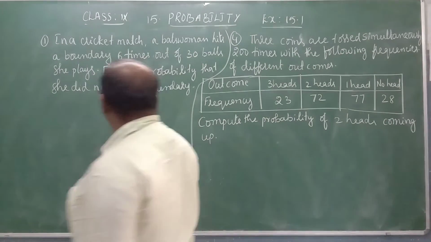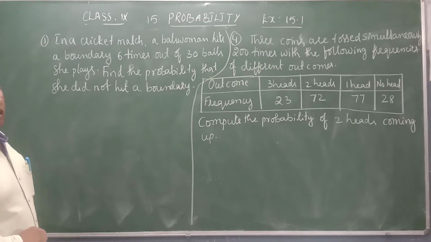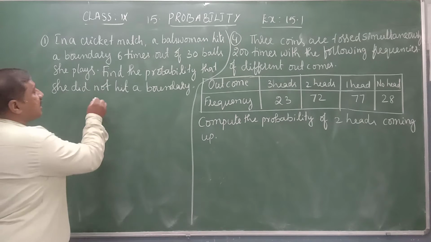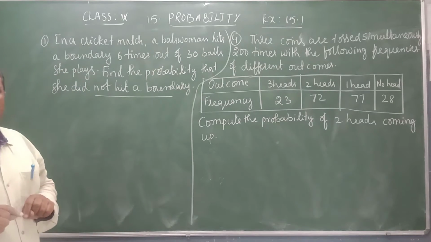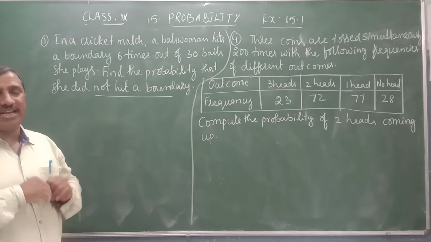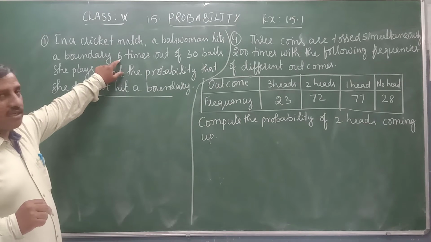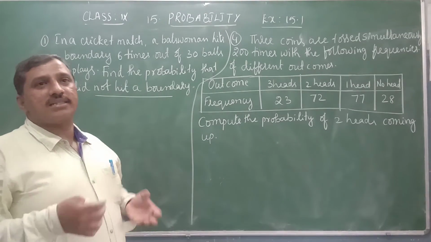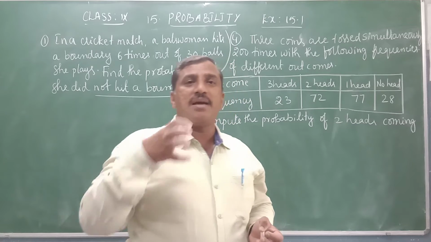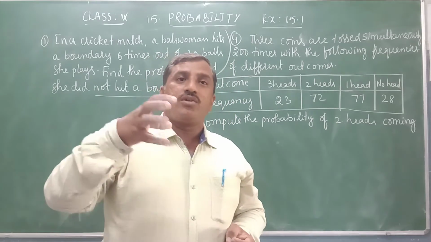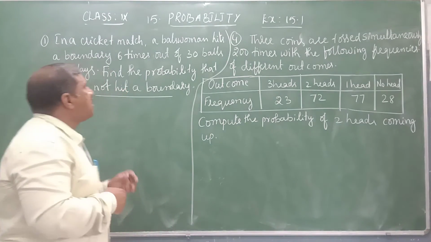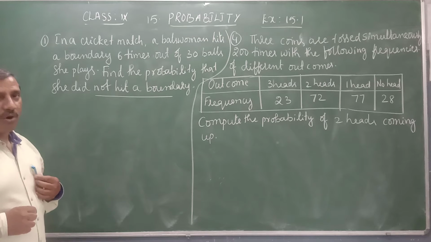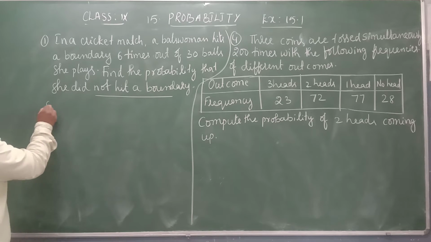How many times did she hit a boundary? 6 times out of 30 balls. But our question is, find the probability that she did not hit a boundary. How many times did she not hit a boundary? Only 6 hit a boundary out of 30. We have to subtract the number of times she hit a boundary from the total number of balls which she played, 30 balls. Out of 30, only 6 she hit a boundary. In the remaining balls she did not hit any boundary.